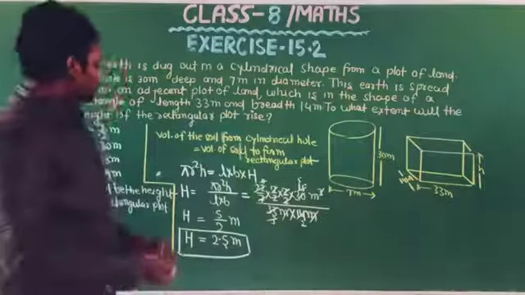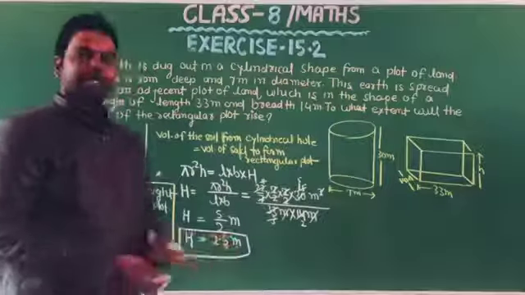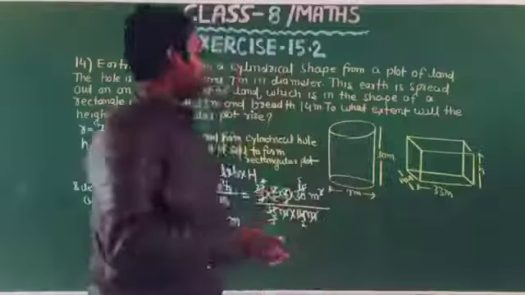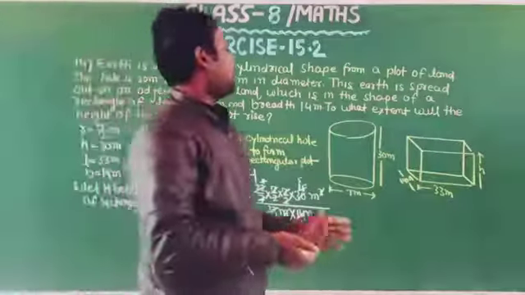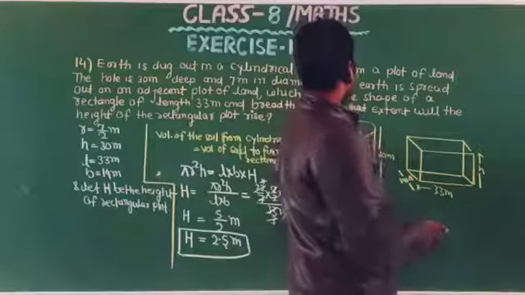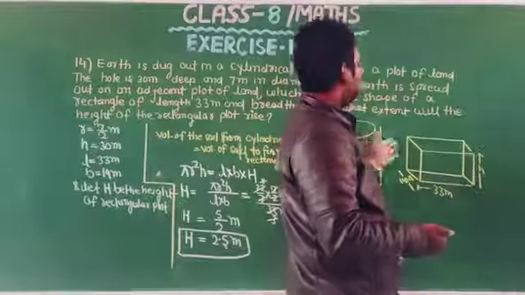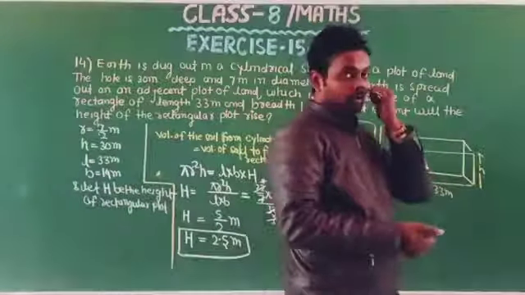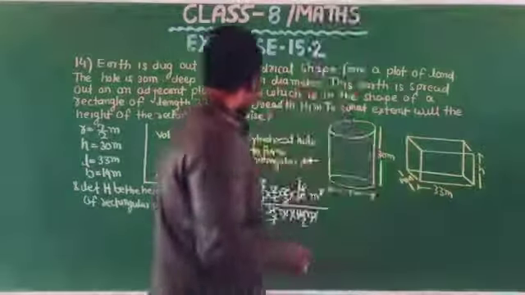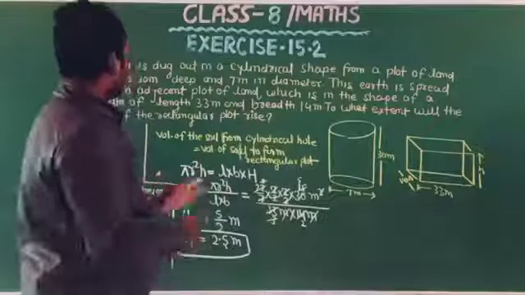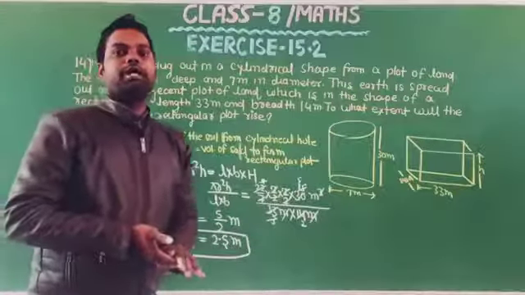Finally, 2.5 meter is the height of the rectangular plot raised after spreading the soil from the cylindrical hole on the land in rectangular form. So children, this is the required answer of question number 14.